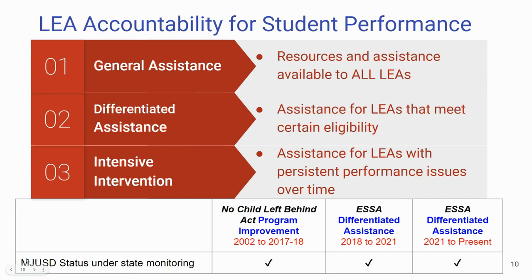A district's performance on the California dashboard will result in technical assistance placement in one of three levels identified by CDE. Since the 2018-19 school year, MJUSD has been placed in Level 2, which is known as Differentiated Assistance. Prior to 2018, from 2002 to 2018, MJUSD was considered a Program Improvement District.